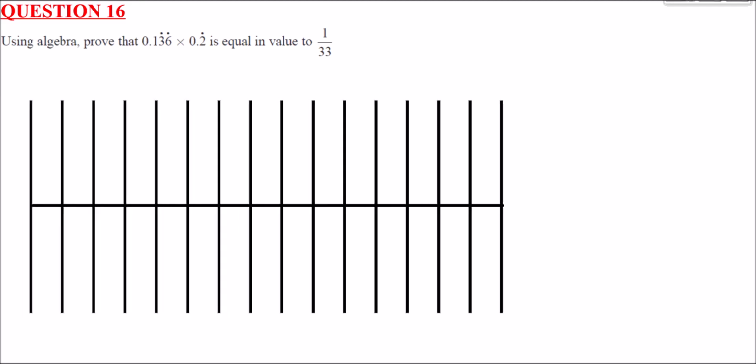So I'm going to split these two values into two different letters. What I'm going to suggest we do is we just call one of them X and call the other one, well, call it Y. So let X be 0.136 recurring. I'll explain what this is in a moment.